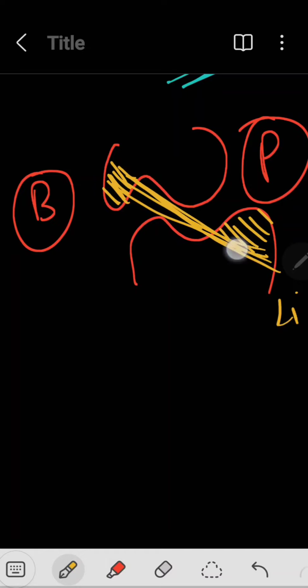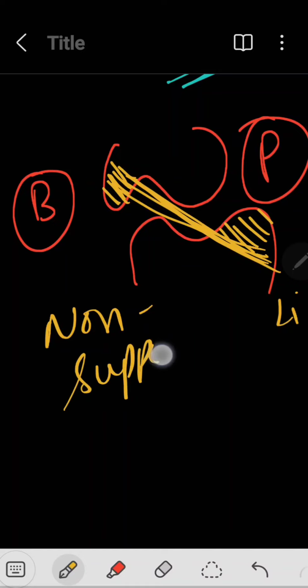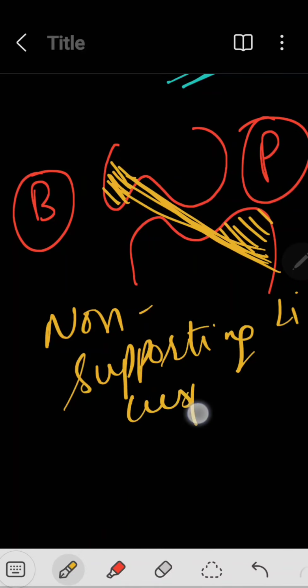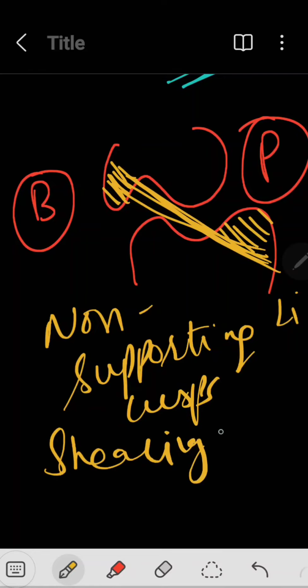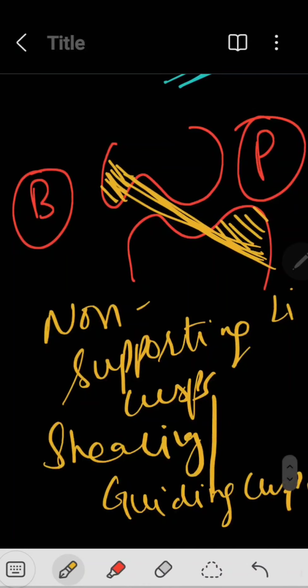These two types of cusp are called non-supporting cusps. They are also called shearing or guiding cusps. As we chew food, they help in guiding where the food has to go. They help in shearing the food during mastication, and they contact and guide the mandible during lateral excursion movements. That is why they are called guiding cusps.